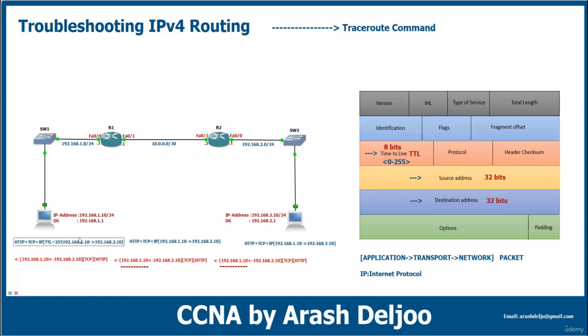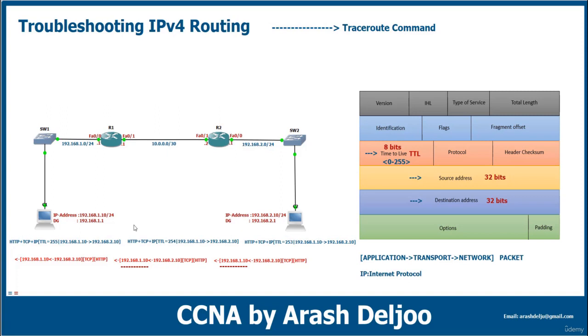I'm going to talk about the function of the TTL. When each router forwards this packet, the source IP and destination IP should not change, but the TTL should be changed by 1 value. After forwarding by the router, the new value of the TTL is 254. After that, the packet can be received by computer 2 with a TTL of 253. You will learn about the function of it.